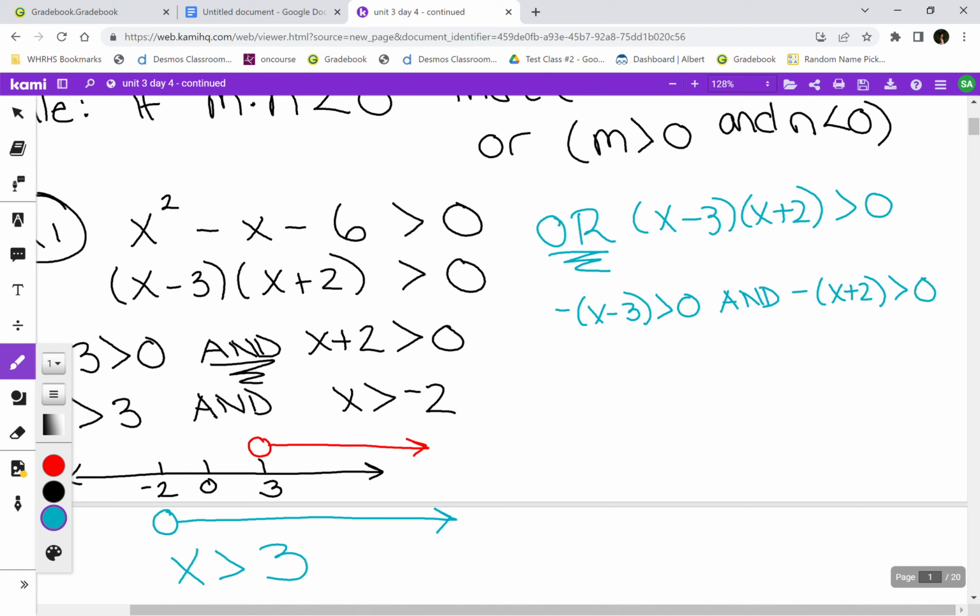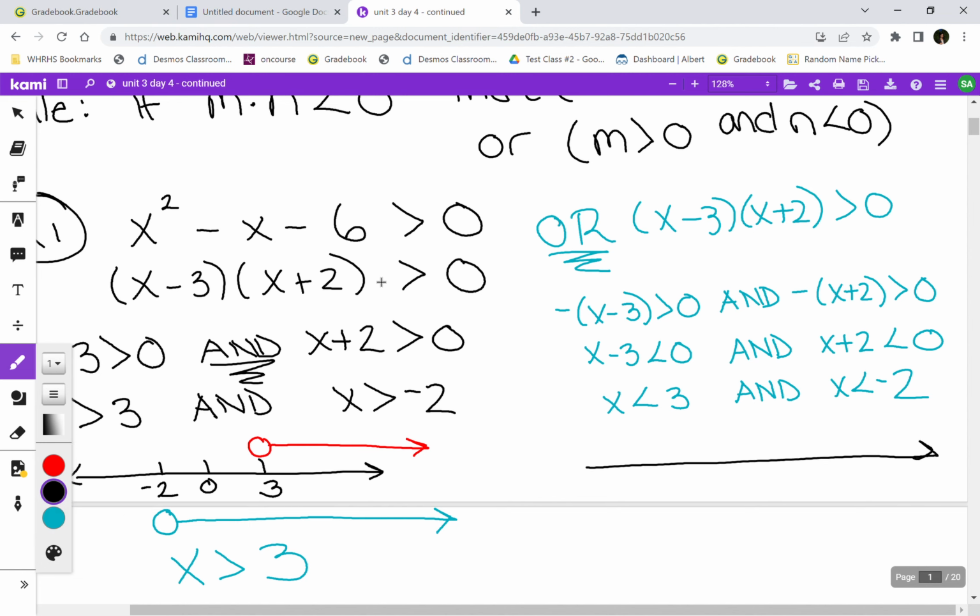And what happens when we divide or multiply by a negative number? The sign flips. So this becomes x minus 3 is less than 0, and x plus 2 is less than 0. We solve, we get x is less than 3 and x is less than negative 2. This is an and between these two, so it has to fulfill both criteria, right? It has to fulfill both. So let's draw our number line and see what this looks like. Here's 0, here's negative 2, here's 3.